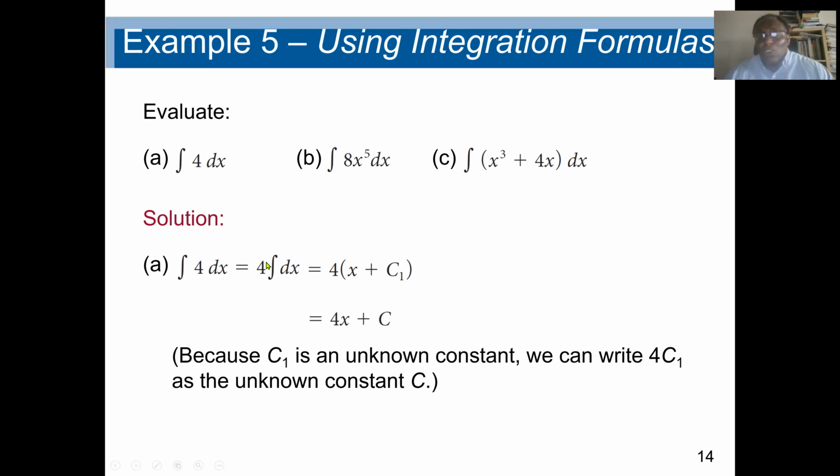Again, here we take the constant value out. We are assuming we have 1 here, so we know the derivative of x is 1. So if I have 1, to go back to the original function, it should be x. So that's why we have x here.